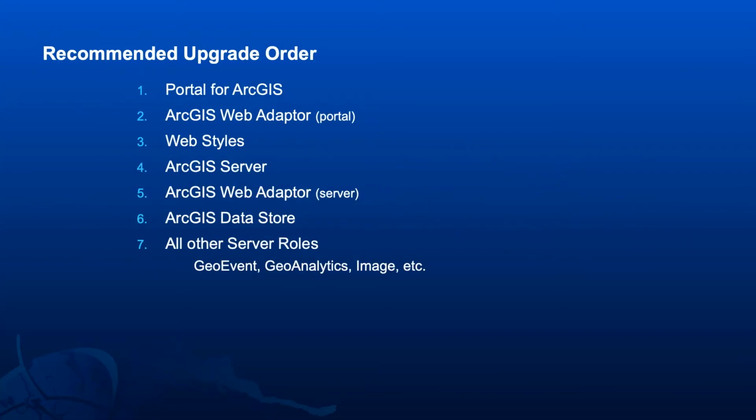When upgrading your ArcGIS Enterprise, it is recommended to upgrade the components in this order. First, the Portal for ArcGIS component, the ArcGIS Web Adapter for Portal for ArcGIS, any web styles you may have, ArcGIS Server, ArcGIS Web Adapter for ArcGIS Server, the ArcGIS Data Store, and then finally, you can start upgrading your other server roles that you may have.